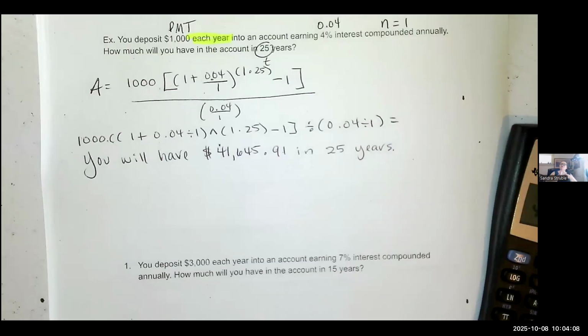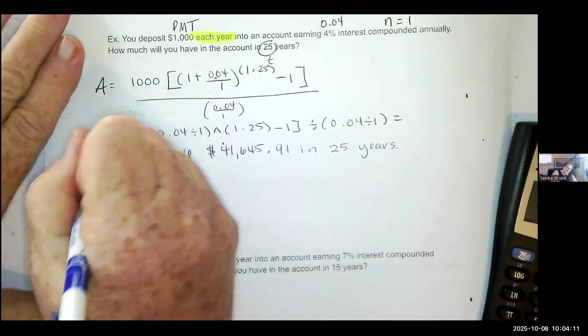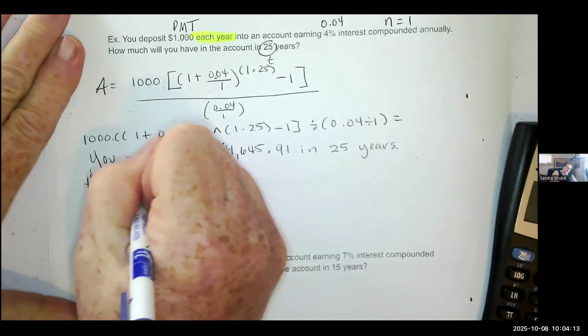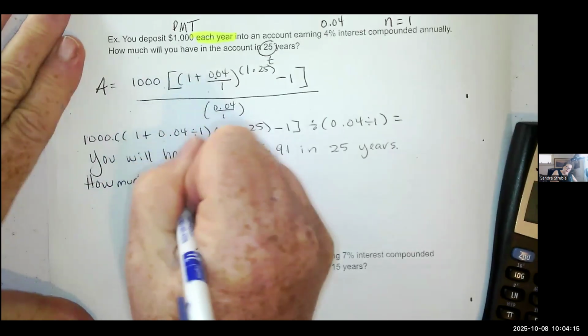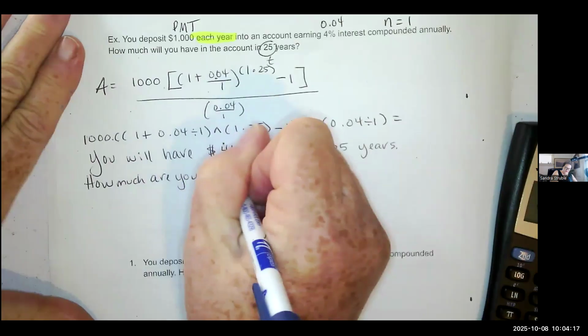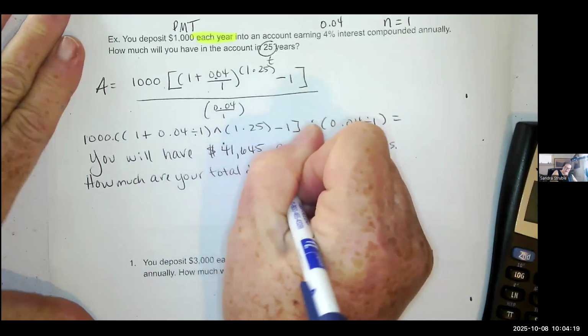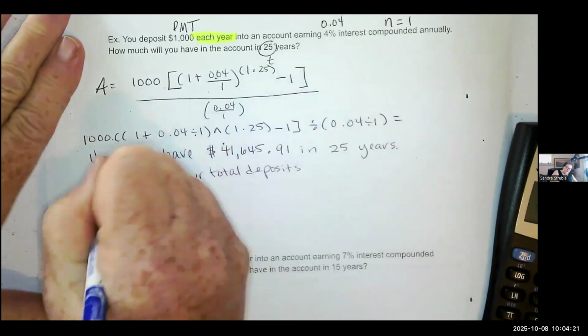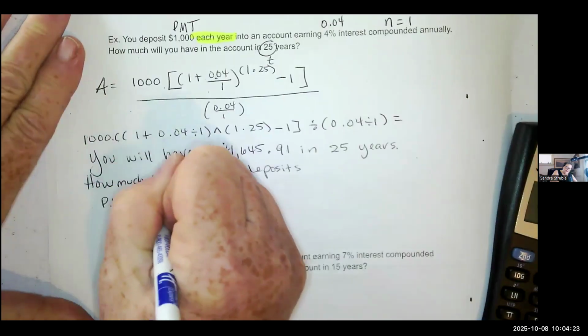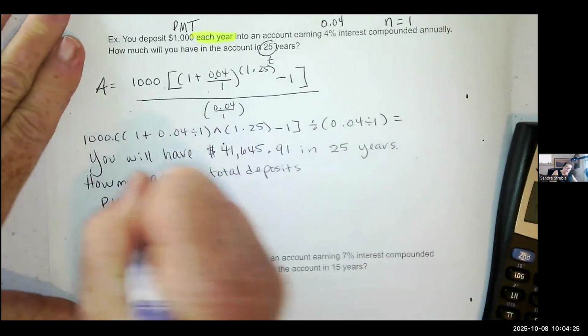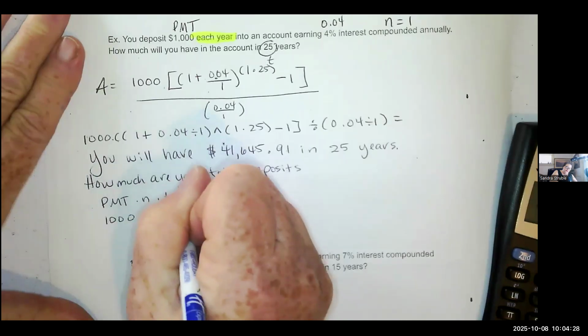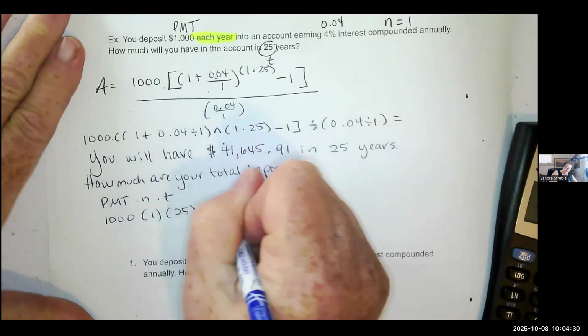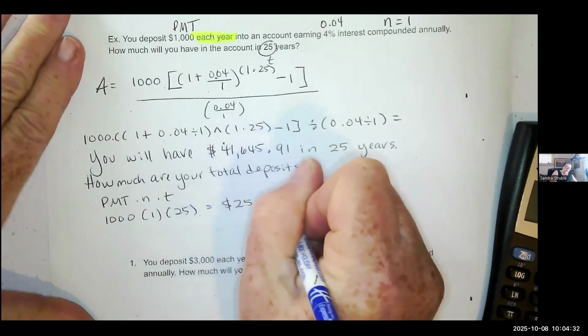How much did you totally put in the account? So how much are your total deposits? And that's just your PMT times N times T. So you put $1,000 once a year for 25 years. So you put in $25,000 was deposited.